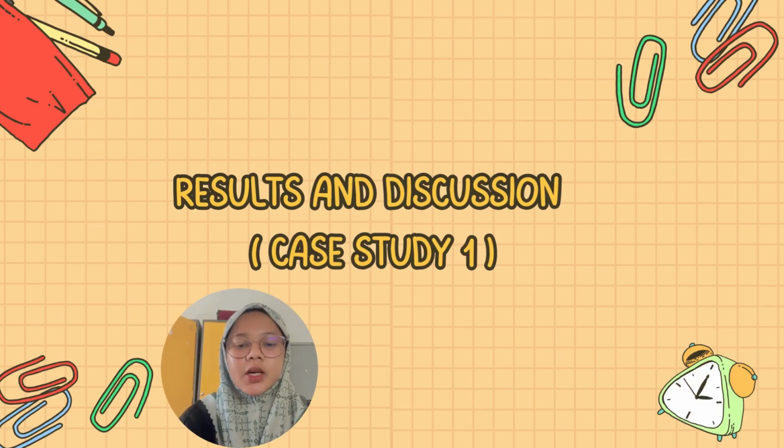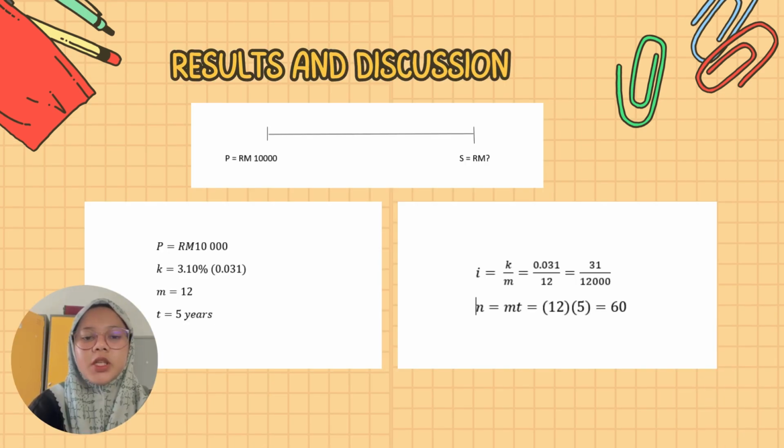Result and discussion. Case 1. For objective 1, we have P equals 10,000 ringgit. Interest rate K is 3.10%, which is 0.031. Frequency M equals 12. T equals 5 years. I equals K over M, which is 0.031 over 12, equals 31 over 12,000. N equals M multiplied by T, which is 12 multiplied by 5. N equals 60.